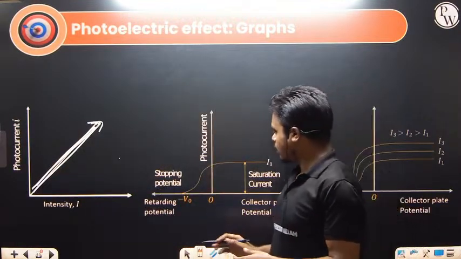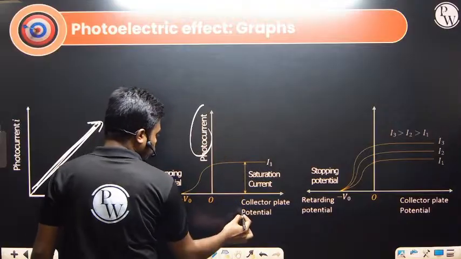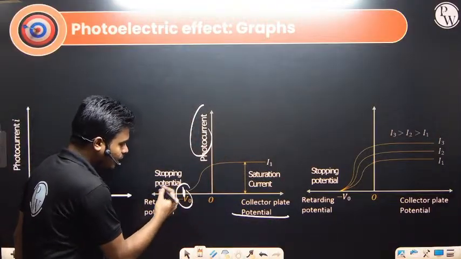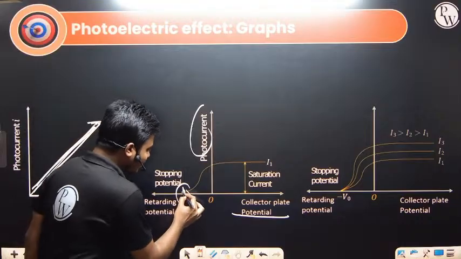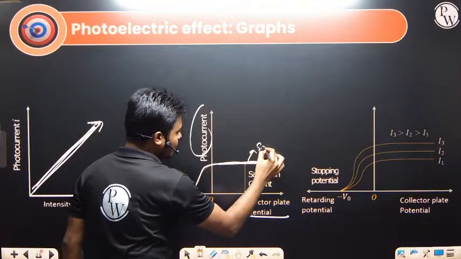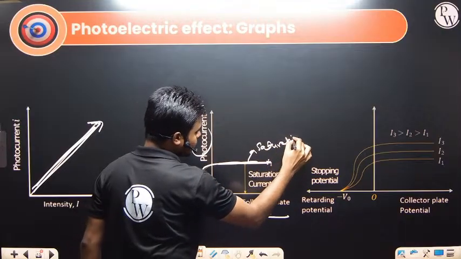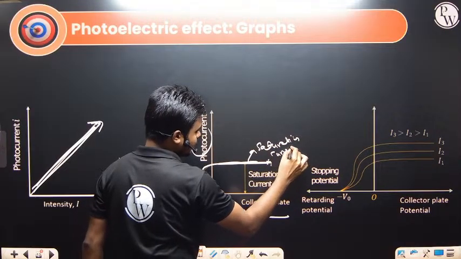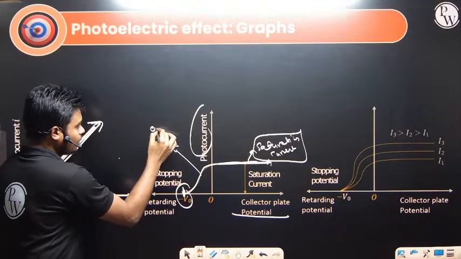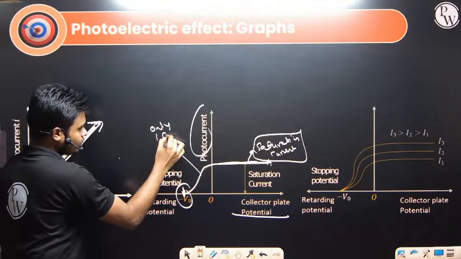Second, if you talk about the photocurrent versus stopping potential, if you plot the graph, initially at stopping potential the current value will be 0, then it will keep on increasing to a maximum value, which we call saturation current, at which all the electrons have been ejected from the surface. So this one is the saturation current. This is defined for only one frequency.